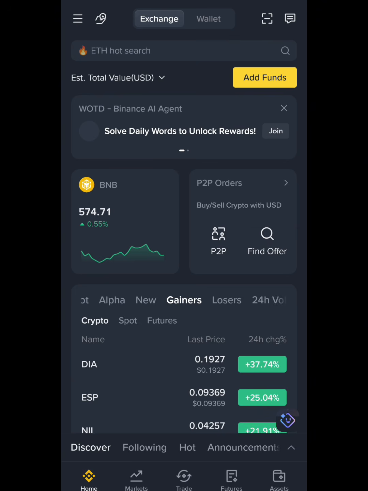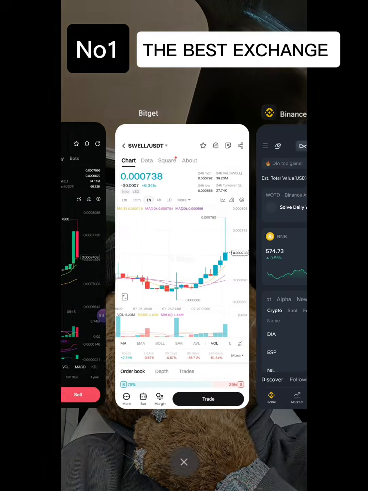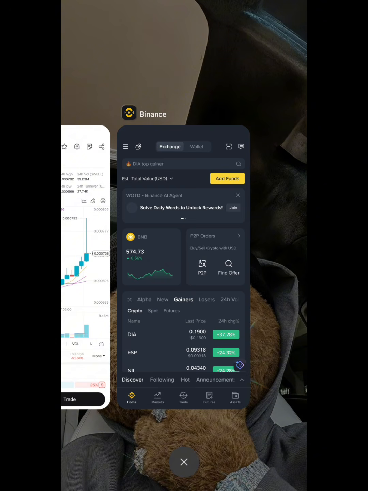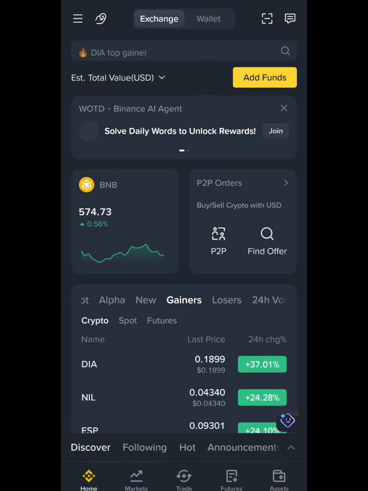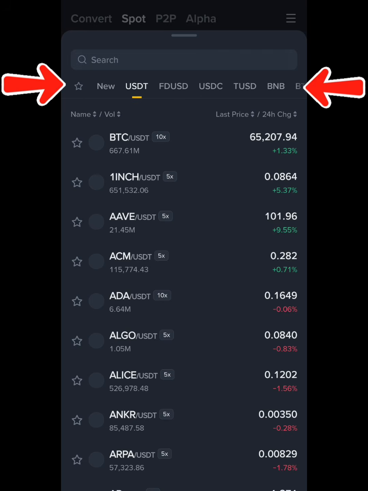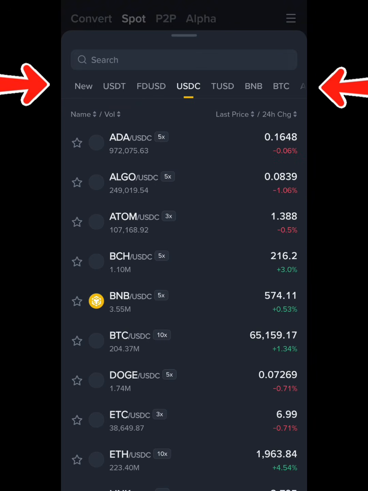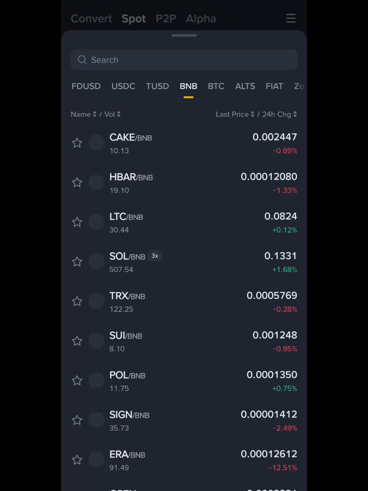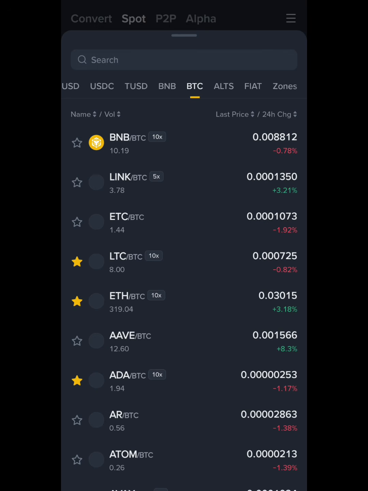So for you to be able to do this type of triangular arbitrage, you will need Binance, right? You must be using Binance. Binance is the only exchange you will need. I mean, the other exchanges you can as well check, but mostly Binance, and I'll show you the reason why. So let's go to this trade area, right? The major reason we are using Binance for triangular arbitrage is because of the pairs it has. Binance is the only exchange that has USDT, FDUSD, USDC, TUSD, BNB, BTC. Right now, these ones are the altcoins and fiat and whatever.